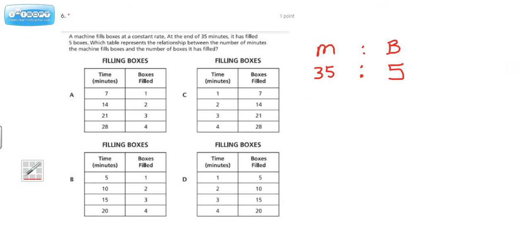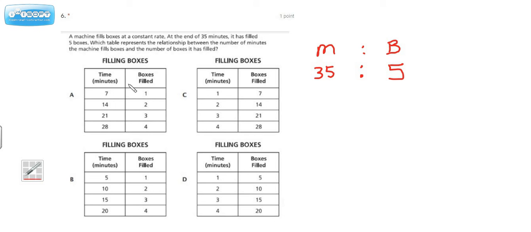So pretty simple stuff. Now this one's a little more complicated, so we'll spend a little more time going over this one. A machine fills boxes at a constant rate. At the end of 35 minutes, it has filled 5 boxes. So if we think of that as a ratio, it's 5 boxes in 35 minutes. Which table represents the relationship between the number of minutes the machine fills boxes and the number of boxes it has filled?